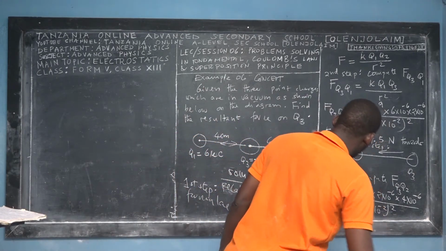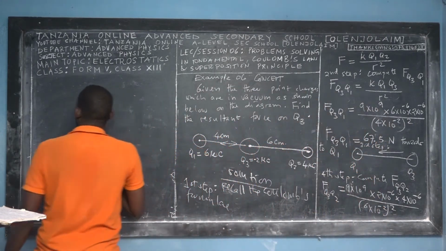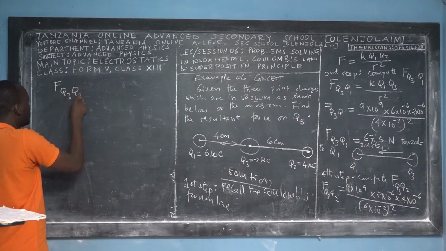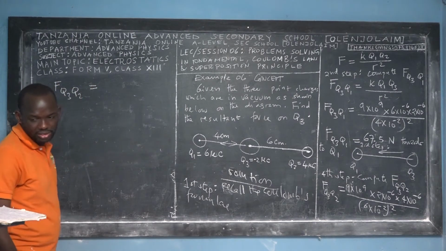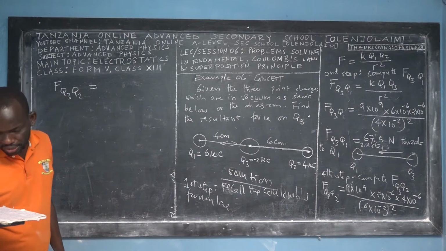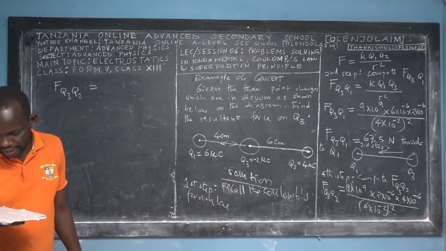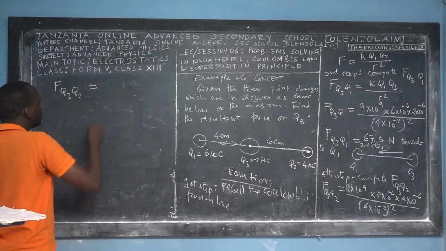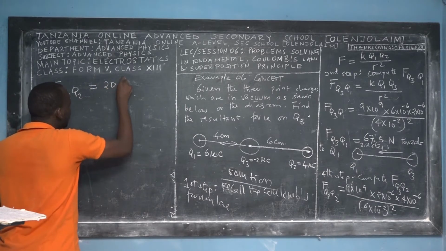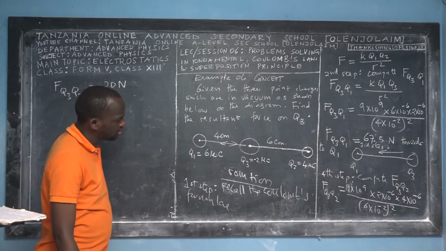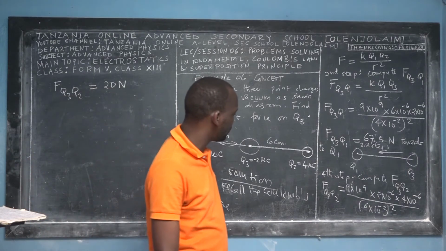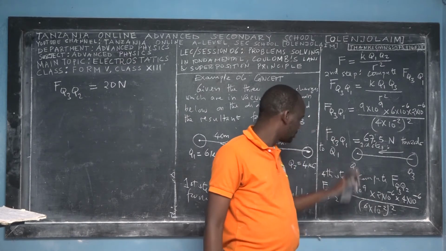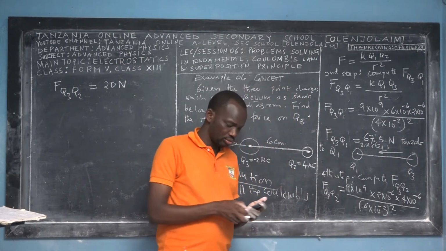So use your scientific calculator to compute the force acting on Q3 due to Q2. This is equal to what? If you do the computation, hopefully you're going to get 20 Newton. 20 Newton, because if you square this, you find that you have 64, then you have 8, something like that. So 20 Newton.